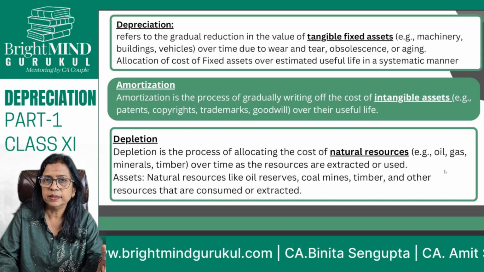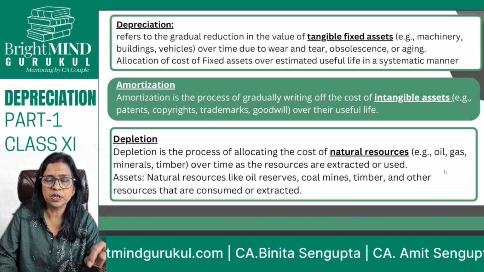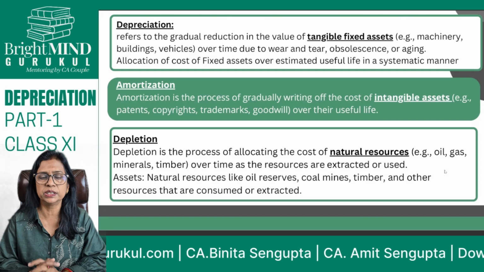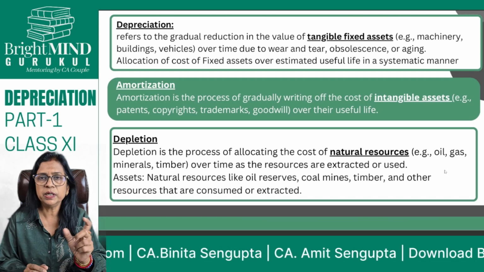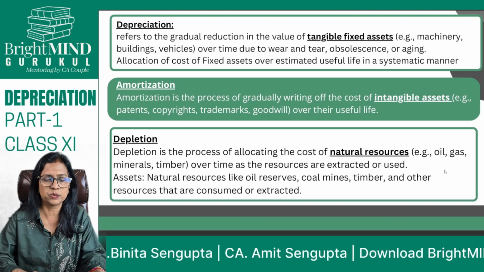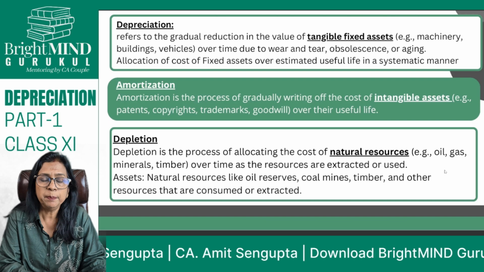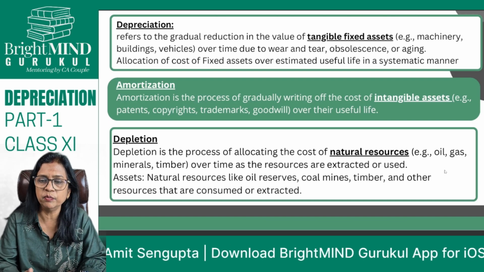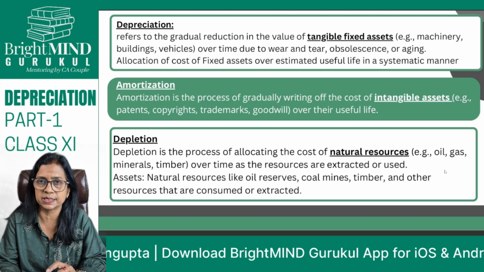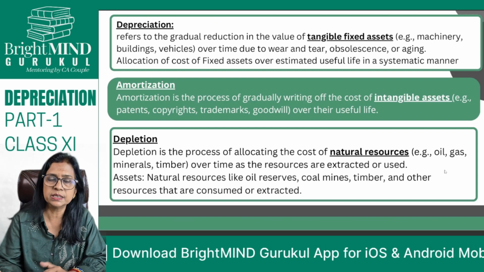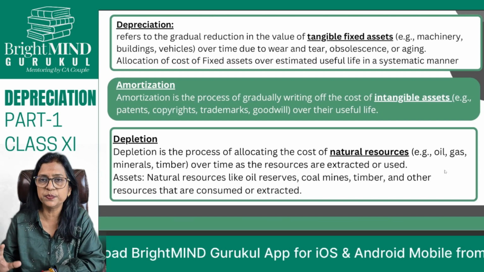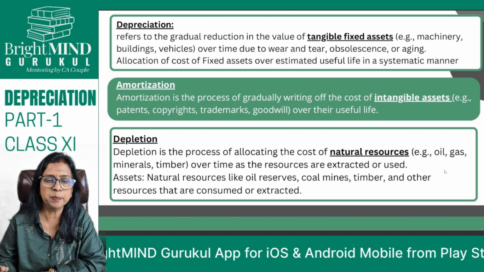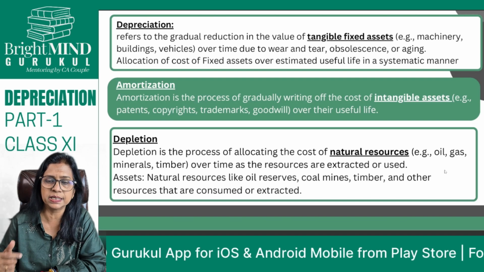Okay, now there are three terms which are almost similar to each other, but a little bit of difference is there. So let us study that. Depreciation, which we studied, refers to a gradual reduction in the value of tangible fixed assets. So what is a tangible fixed asset? Which we can touch, which is physically we can see, like machinery, buildings, vehicles, etc.